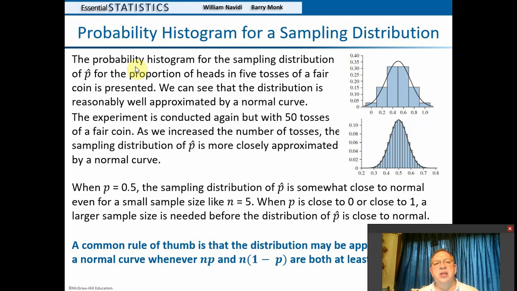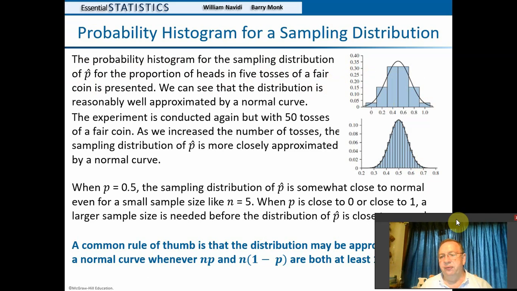So here's the probability histogram for the sampling distribution of p-hat for the proportion of heads in 5 tosses. Basically, we went back and did our tosses of coins for 5. If we did 50 tosses instead, the sampling distribution of p-hat is more closely approximated by a normal curve. So here's the 5 tosses, and here's if we did 50 tosses. It starts looking like a normal curve.